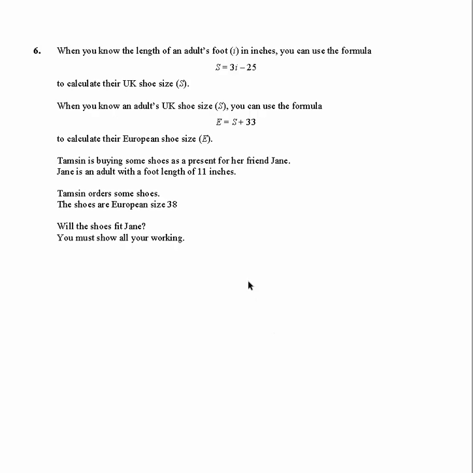And we need to know whether Jane, with a foot length of 11 inches, will fit into a pair of shoes where the European size is 38. So you simply need to put in 11 in here, remembering that 3i means 3 times I. Put it into this formula. Whatever answer you get, put it into this formula, and that will tell you your European size. And then you compare the size you've just worked out with the size of the shoes, and remember to say whether it will or whether it won't fit.